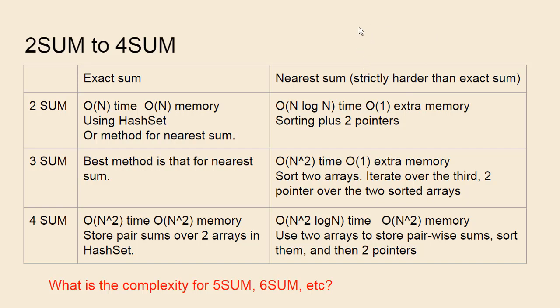So in that case, one way to do it is we compute all sums of two arrays, and then we store that in a size n square array, and then we sort it, and then we do the same for the other two arrays. So we have one array storing all possible sums from A and B, and the other array storing all possible sums from C and D. We sort both, and then we can use two pointers to solve whether near sum or exact sum. So the complexity here is n square log n, because we need to sort an array of n square elements, and the memory is O(n squared).